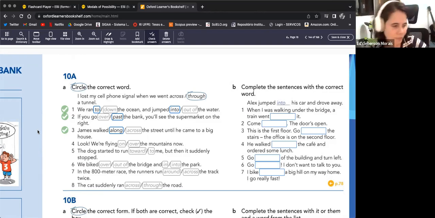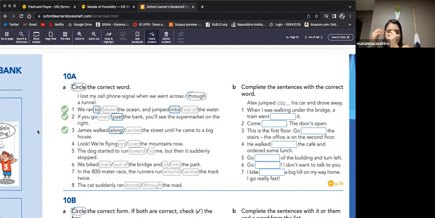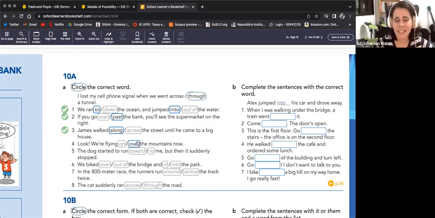Number 4. Look, we are flying on over the mountains now. Over? Flying over, okay? If you are flying, you're gonna be flying over something, not on, okay? On is when you are on something, not flying, okay? So it is flying over.